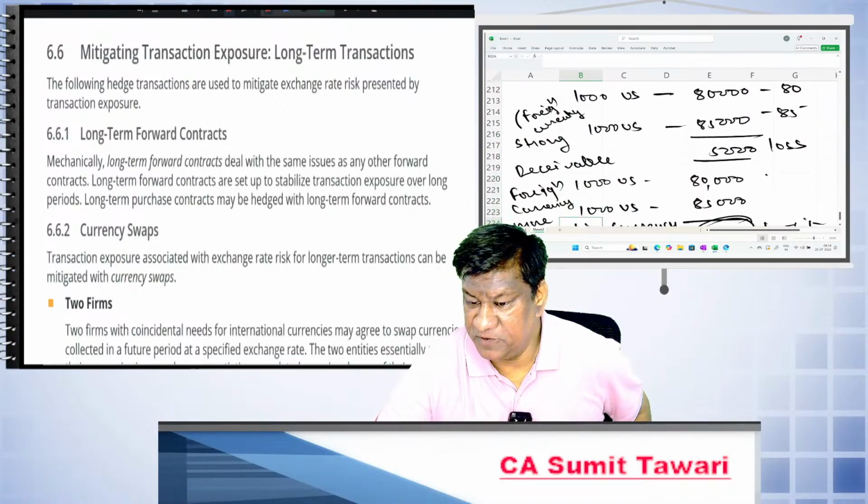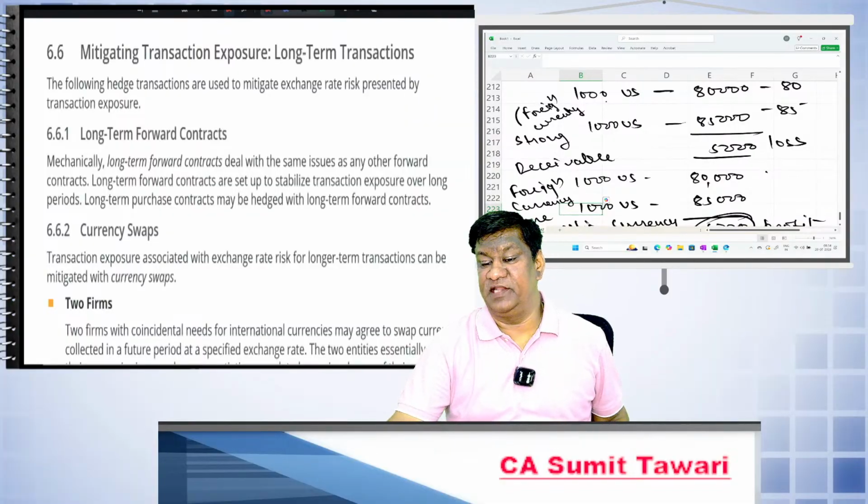Are you able to understand? It means that for buying 1000 US dollars, earlier I needed to spend 80,000 INR, but now I need to spend 85,000 INR because the foreign currency is strong, and that's why I need to bear the losses.